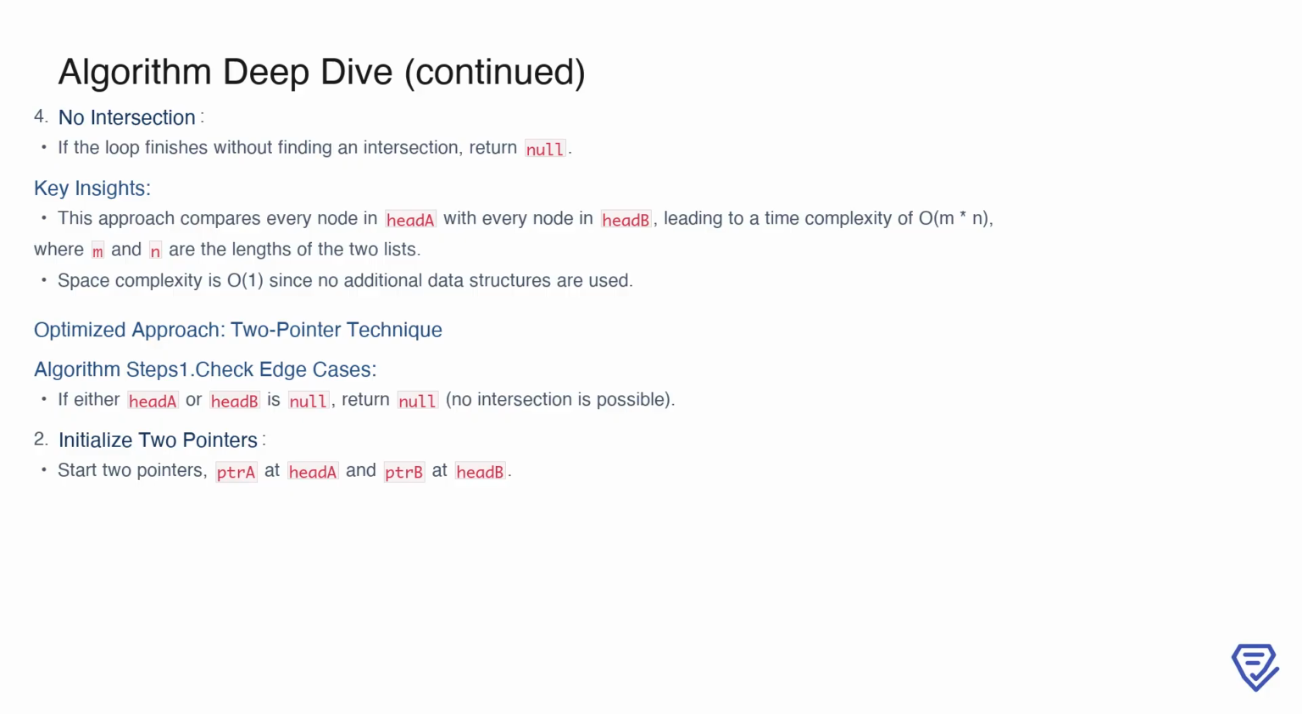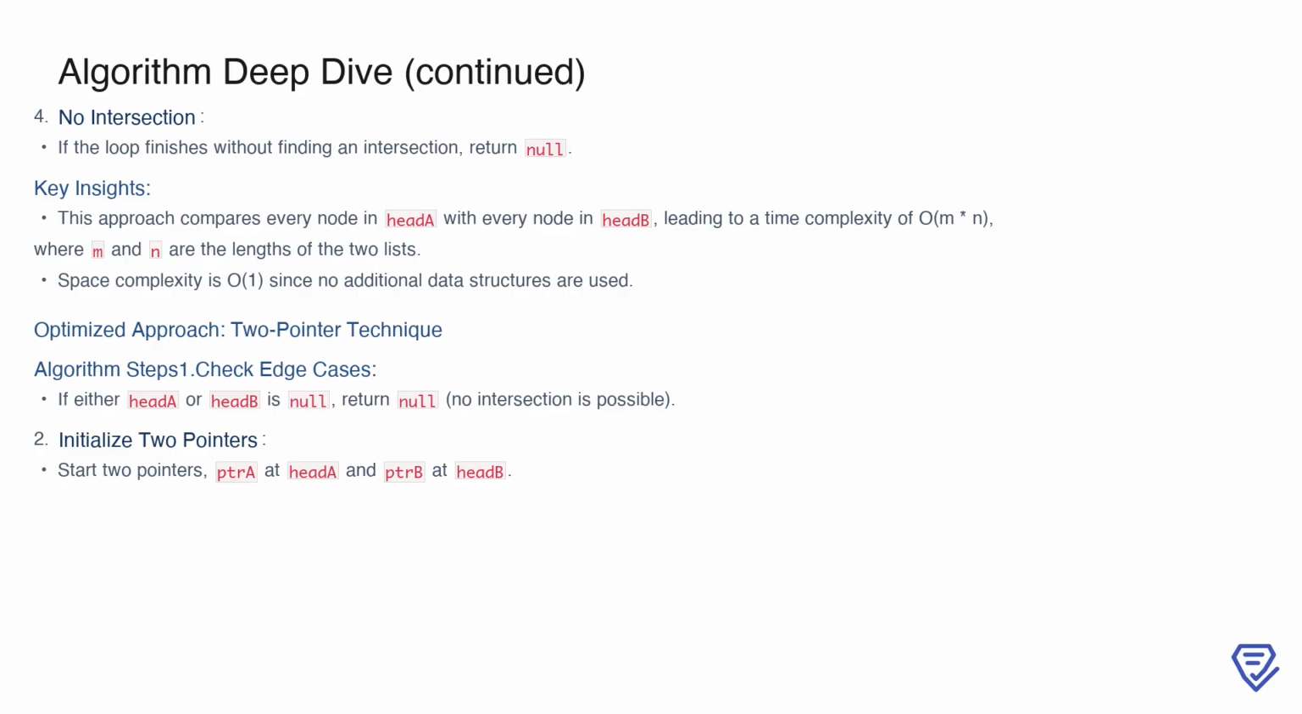It compares every node in the first list against every node in the second list, leading to a time complexity of O(m*n), where m and n are the lengths of the two lists. However, it does have a space complexity of O(1), as it doesn't require any additional data structures. To improve efficiency, we can use the optimized two-pointer technique.